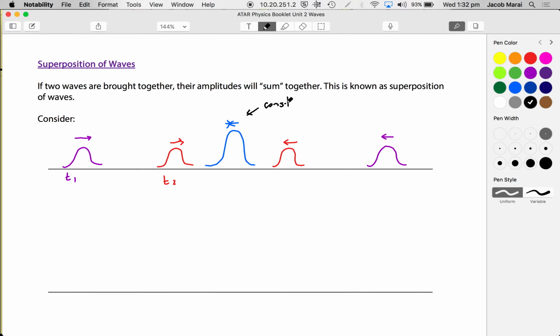Oh, look how bad my handwriting is while we're screen recording. Constructive. Oh man, this is just very bad. Constructive interference.